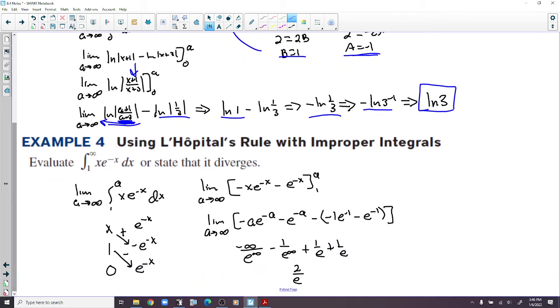This one is tabular. So we replace the infinity with a and write the limit. Here's the tabular piece. Then we can write the integral. Plug in the a's and the 1s. And let's look at this piece right here. It's really negative a over e to the a.